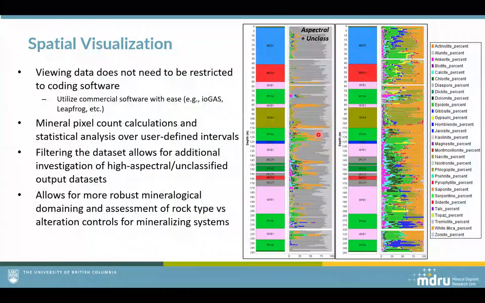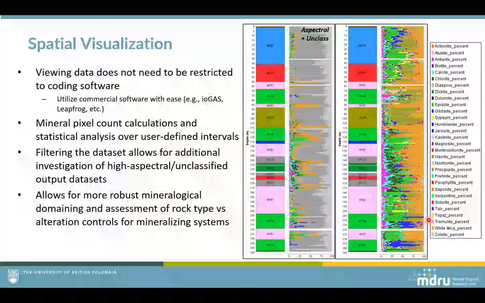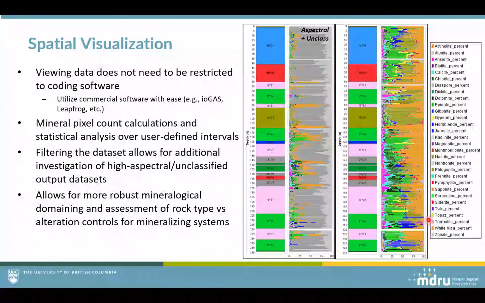But the beauty with this data set is we have the ability to filter out these two classes that don't really tell us very much in this scenario anyway. They can be useful in certain situations, but when we filter that out, you get the panel on the right that really allows you to pinpoint domains in this data set a lot easier.